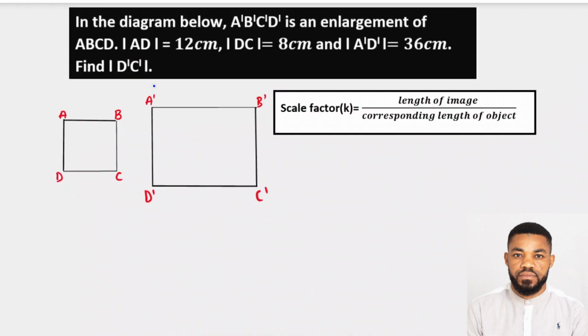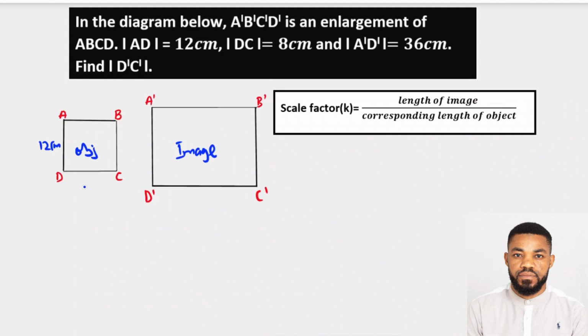So let's get our first question. The diagram below, A1, B1, C1, D1, that is this shape, is an enlargement of this ABCD. So that's the image. So this is the image. So we have the image here, and this is going to be the object. We have enlarged this one to get this one. Now AD is equal to 12 centimeters. So let's get right here. So AD is 12 centimeters here.